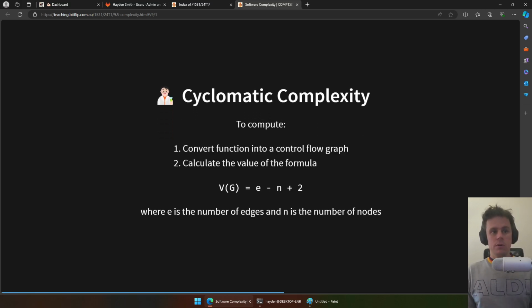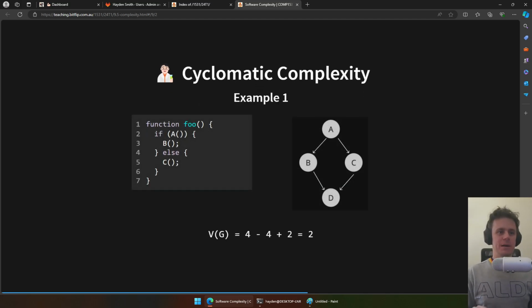To compute the cyclomatic complexity, because it's an official measure, you take a section of code and reduce that code to a graph, and the cyclomatic complexity of that piece of code is the number of edges in that graph minus the number of nodes in that graph plus 2. Plus 2. So random, isn't it? But let's look at some examples together.